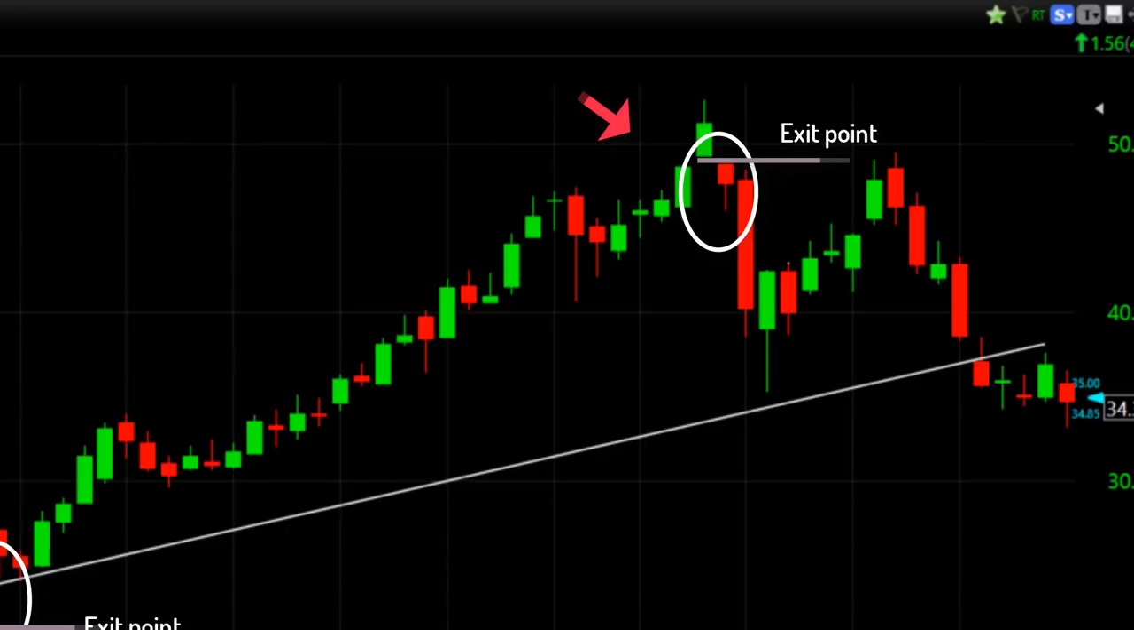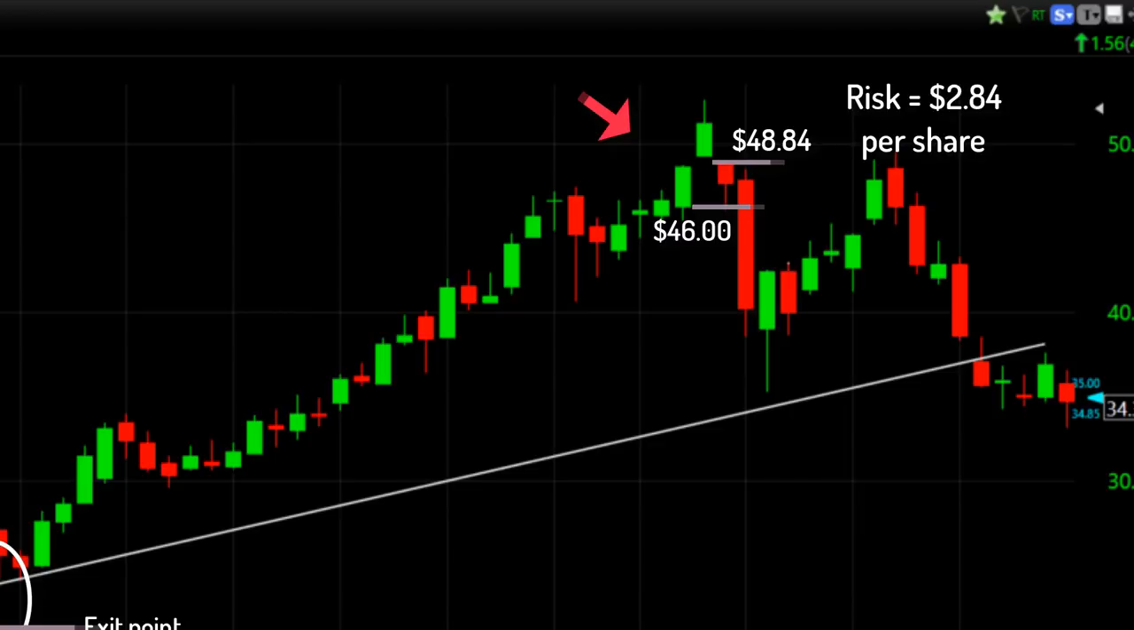For example, on the island reversal trade, we know that the entry point is the break of yesterday's low, and the stop loss is the top of the previous day's candle. That means your entry point is around $46 and your stop would be around $48.84, which is almost a $3 risk. So before you take the trade, you need to know how much you're willing to lose comfortably. If your max loss is $300, then you should only be taking 100 shares.